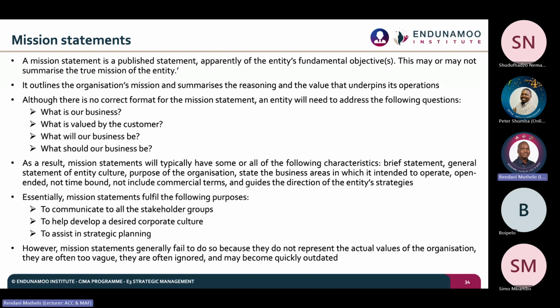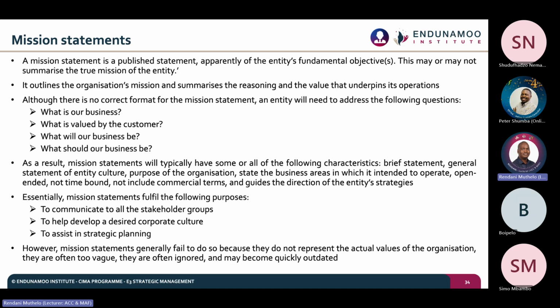And it need not be time-bound. In other words, it should not be saying we intend to refresh the world within the next 5 years, within the next 10 years. No, it should be open-ended, not time-bound, so that it can stand the test of time or the changes of time. And it should not include commercial terms, like how much revenue, growth, and so on. It should just be about what? About the purpose. And from there, it can guide the direction of the entity strategies.